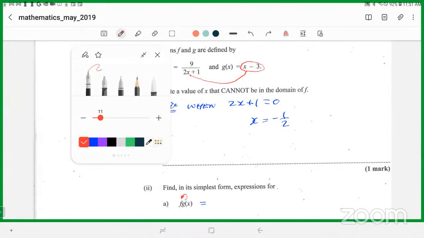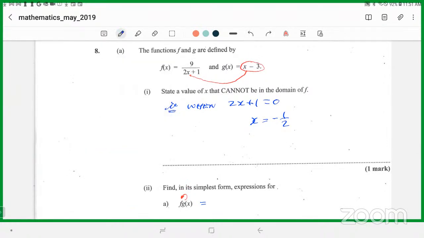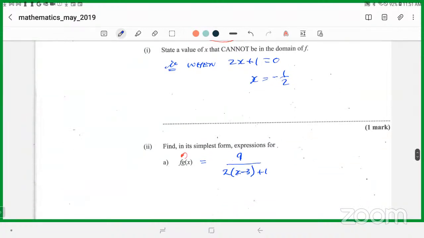All right, so that result, we'll do that construction, it's going to become equal to 9 over 2 times, where the x is now going to put x minus 3, and you have to put the plus 1 beside it. That's what we're getting. I'm going to simplify this in the simplest form. So it becomes 9 over 2 times x is 2x, then 2 times -3 is -6, -6 plus 1 is -5. So we get 9 over 2x minus 5. That is my answer right there in the simplest form. Okay with that?